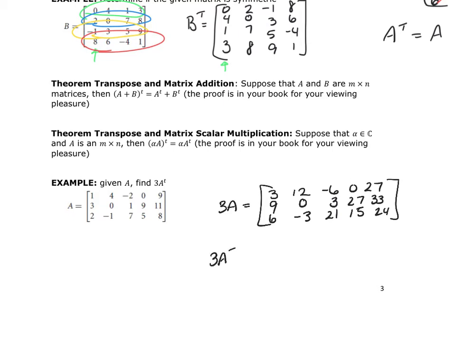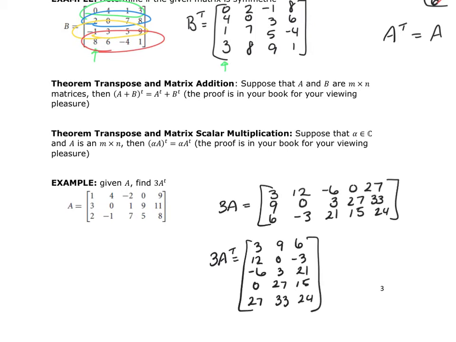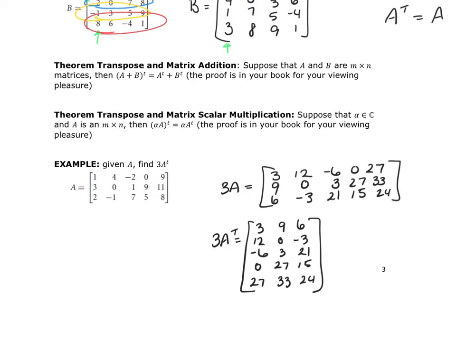So 3A transposed is going to be equal to 3, 12, negative 6, 0, and 27. The next column is going to be 9, 0, 3, 27, and 33. And my last column is going to be 6, negative 3, 21, 15, and 24. So that's an example in which we did a scalar multiplication and then transposed it. I would have gotten the same answer if I had transposed A and then multiplied it by 3.